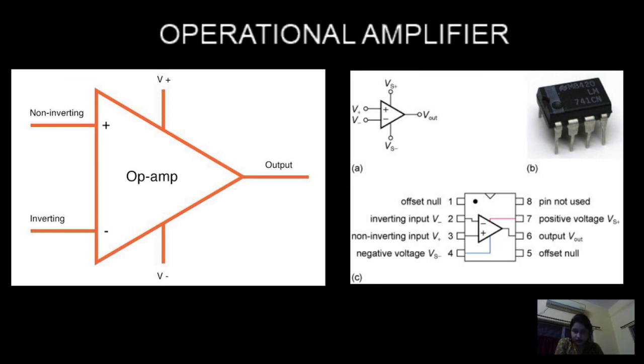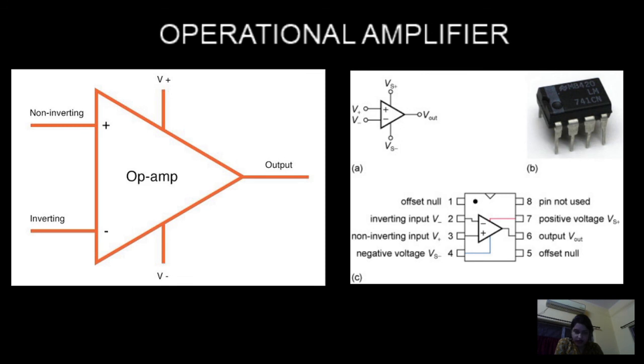So if you see this inverting terminal minus, it's the pin number 2. The non-inverting terminal plus is the pin number 3. The output is pin number 6. The positive supply voltage V plus is the pin number 7, and the negative voltage V minus is pin number 4.